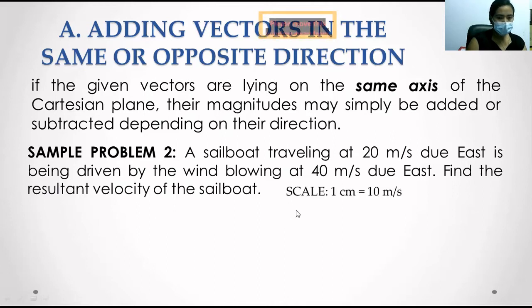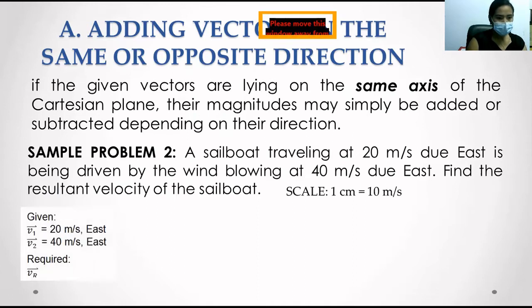Shall we say we use the scale 1 centimeter equals 10 meters per second. Let's identify what are given in the problem. So this time we have velocity. We use the symbol V with an arrow on top to denote velocity as a vector quantity. So how do we represent these velocities using our vector arrows?